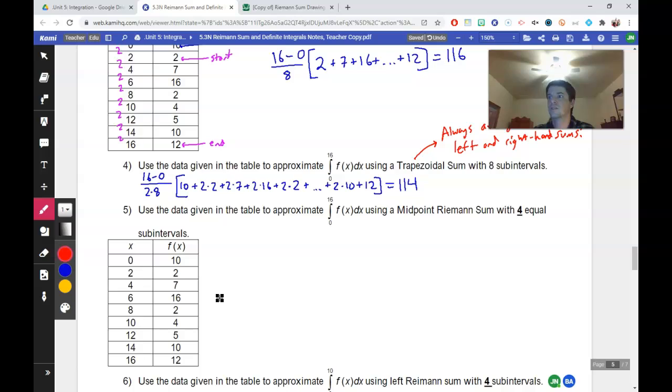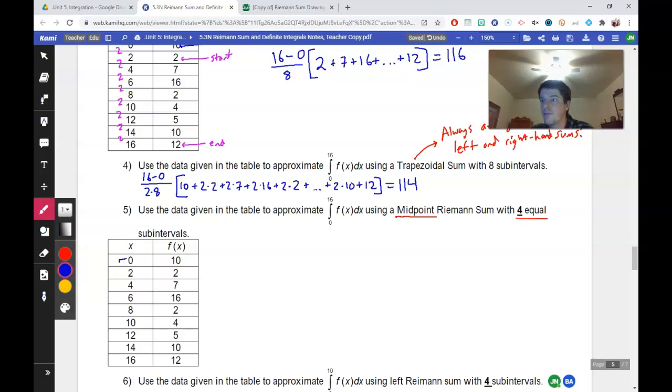Last one, it asks us to use the data given in the table to approximate the same one, but this time it's a midpoint sum. And we couldn't do a midpoint sum with 8 subintervals because we don't know the values in between. So they ask us to use only 4 equal intervals. Well, what does that look like?